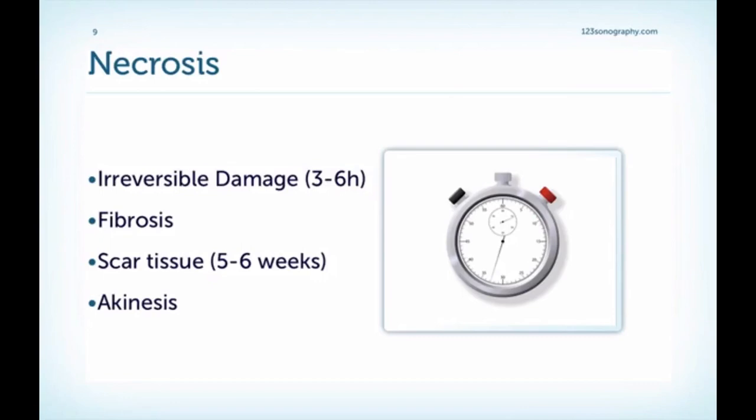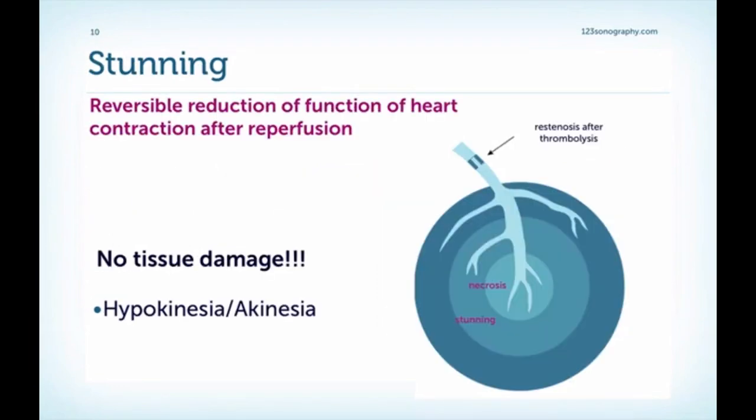Time is an important and crucial factor in the development of irreversible myocardial damage after acute coronary occlusion. It probably takes somewhere between 3 and 6 hours until the myocardium is entirely destroyed. What we then see is fibrosis and eventually scar tissue formation, but that takes approximately 5 to 6 weeks. So it takes some time until we see the typical pattern of a scarred infarct with echocardiography. So what other states of perfusion can we encounter? Stunning. Stunning is defined as a reversible reduction of function of heart contraction after reperfusion.